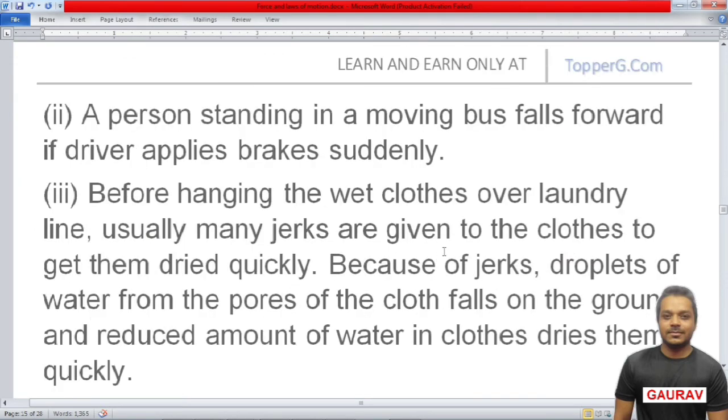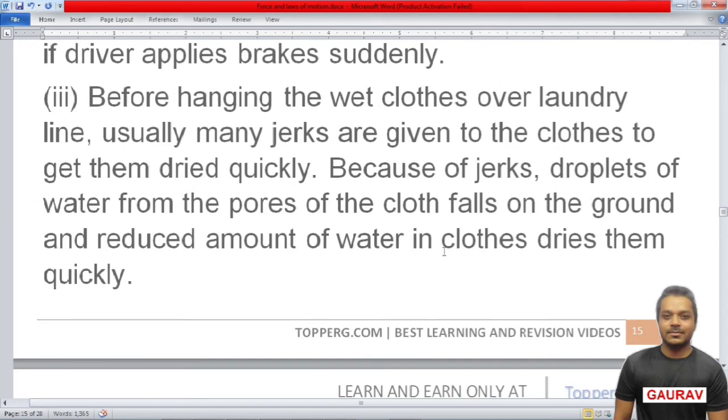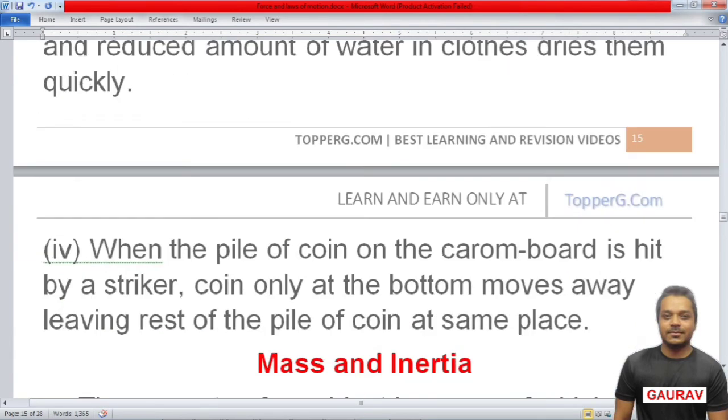Before hanging the wet clothes over a laundry line, usually many jerks are given to the clothes to get them dried quickly. Because of the jerks, droplets of water from the pores of the cloth fall on the ground, and the reduced amount of water in the clothes dries them quickly.